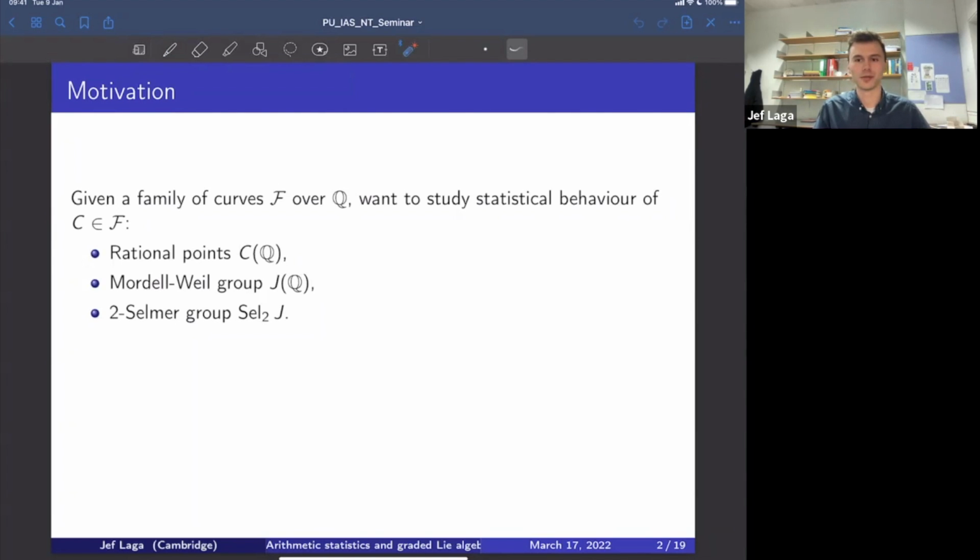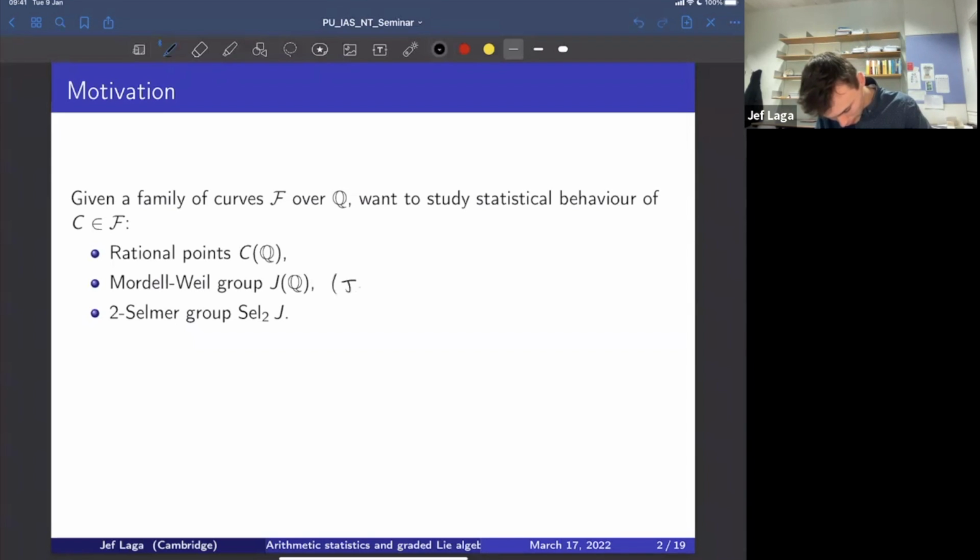So what kind of properties are we after? Well, the usual suspects. First of all, the set of rational points. If you're dealing with an elliptic curve, this would be a finitely generated abelian group, but in higher genus, this would be merely a finite set. And so again, in higher genus, it's typically useful to study a closely related group, namely the Mordell-Weil group. And that's the rational points of the Jacobian.